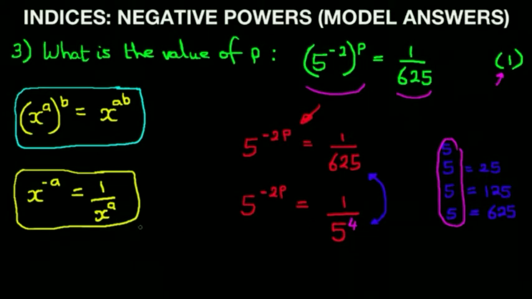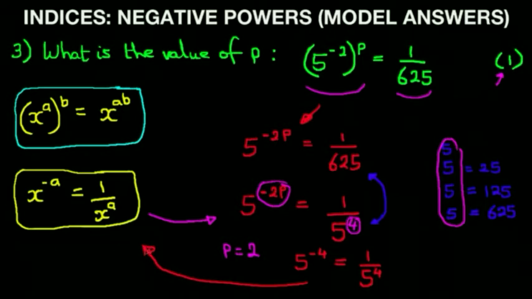And using our formula where we have x to the power of minus a equals 1 over x to the power of a, we can therefore deduce that, let me just put a circle around this, p equals 2. Now if p does equal 2, let's write the equation out. We have 5 to the power of minus 4, minus 2 times p equals minus 4, equals 1 over 5 to the power of 4, which matches our formula. Therefore, we know it works. p equals 2.